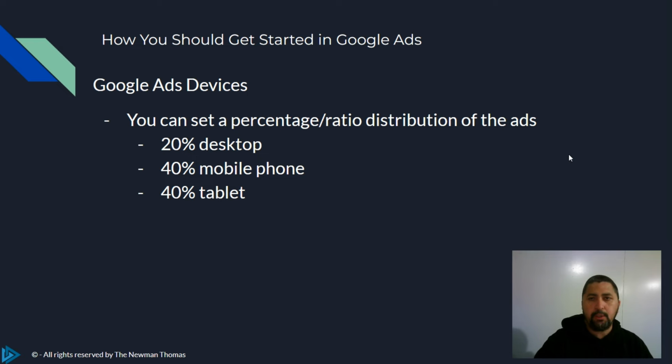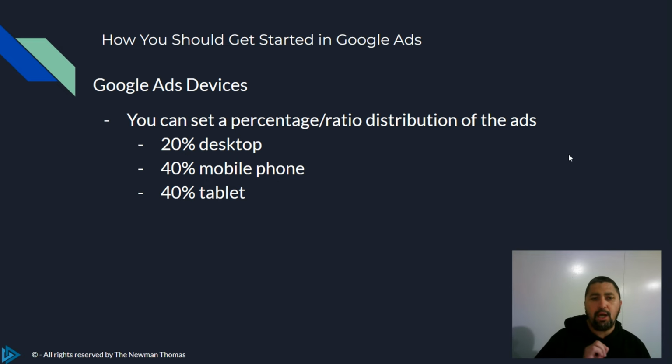Now, with Google Ads, you can set a percentage or ratio of distribution of the ads. You can either display your ads 20% of the time for people on the desktop, or you can say 40% is my ads will only display to people with a mobile phone, and 40% of your ad spend will display to people that search for me on a tablet. So you'll be able to contrast all the different ads the way you want.